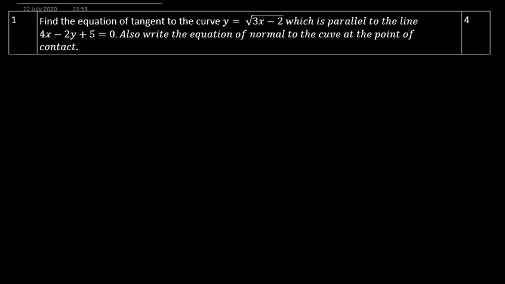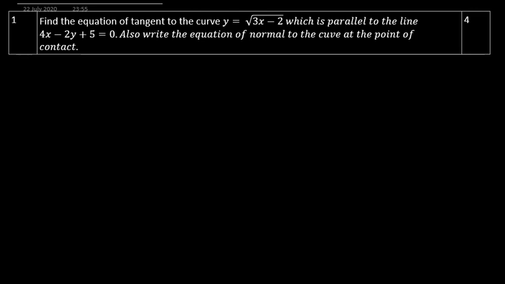Find the equation of tangent to the curve y equal to root 3x minus 2 which is parallel to the line 4x minus 2y plus 5 equal to 0. Also write the equation of normal to the curve at the point of contact. Now to write the equation of tangent, we should know the point and we should know the slope of tangent.